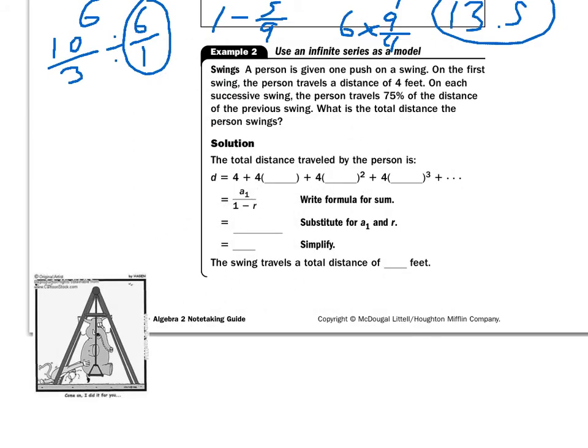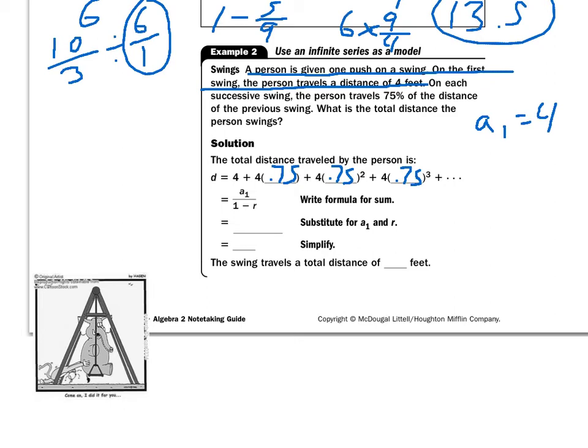All right, so if you're swinging, a person gives one push on a swing, and after the first swing, the person travels 4 feet. So a sub 1, that term, is 4. On each additional swing, you're going to go 75% as much. So 4 times 0.75, and 4 times 0.75 squared, 0.75 to the third, and so on. And each time you just multiply by 75%.